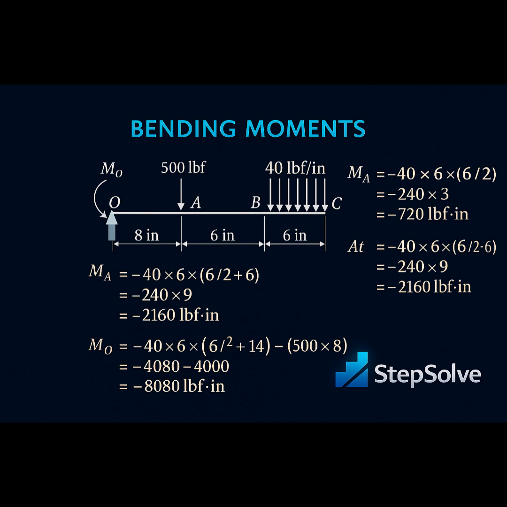Finally, at the wall O, MO equals minus 40 multiplied by 6 multiplied by 6 divided by 2 plus 14. 500 multiplied by 8 equals minus 8,080 lbf in.